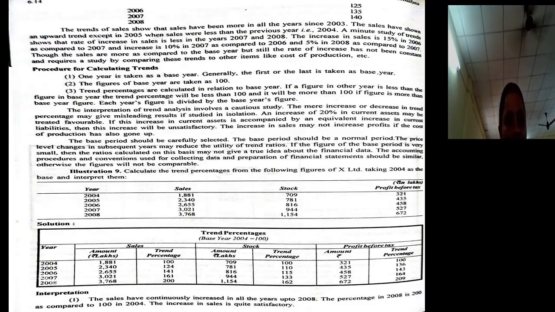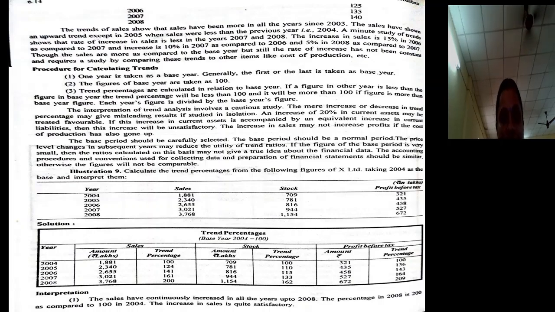We need to calculate trend percentages. How many years of figures do we have? 1, 2, 3, 4, 5 years, of which the initial year is 2004. We are taking it as 100. Try to understand. We have three items from the income statement: sales, stock, and profit. So totally 6 amount columns must be there, 3 into 2 is 6, because for each and every financial aspect we need 2 columns.